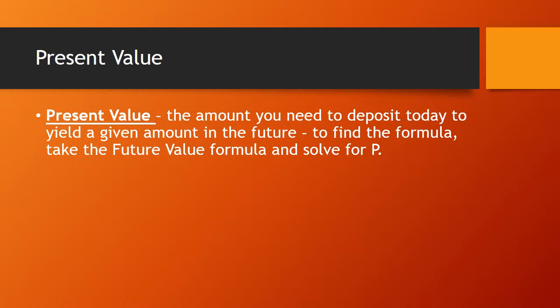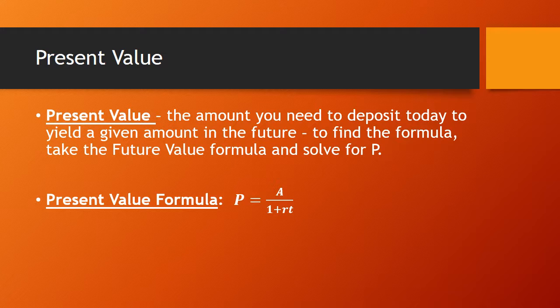To find the formula, what you do is you take the future value formula, the one we just looked at, and you solve for P. And when you do that, this is what you get. The present value is the future value divided by the quantity of 1 plus rate times time.